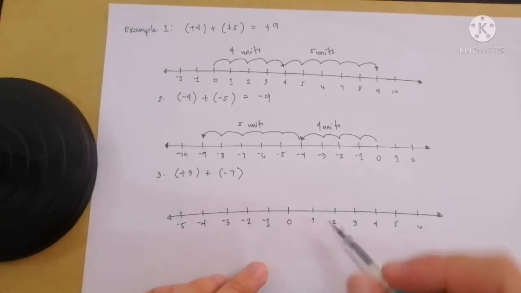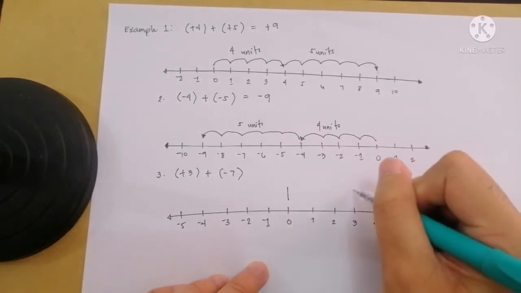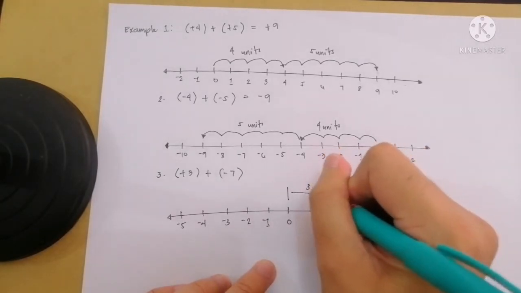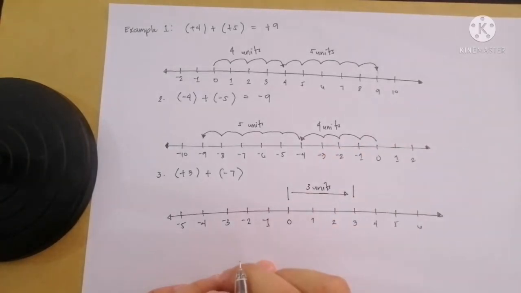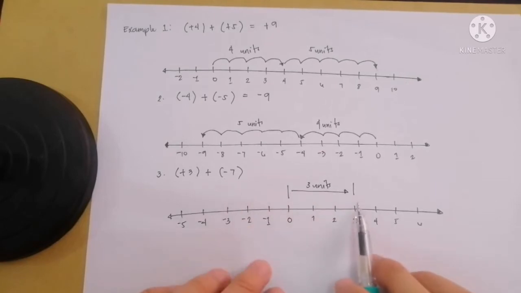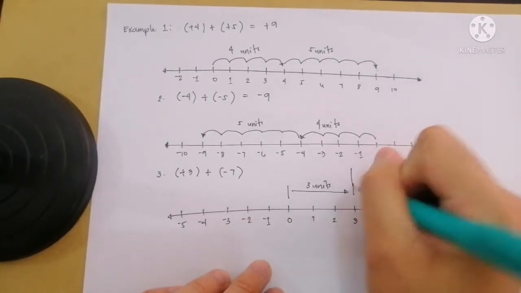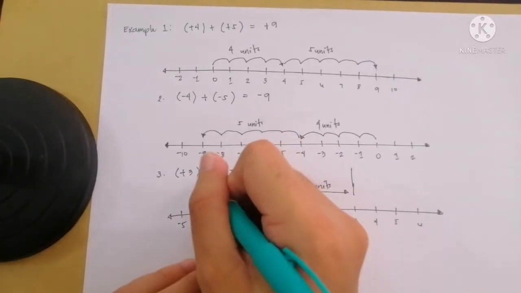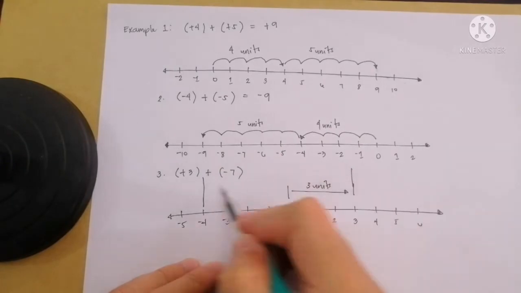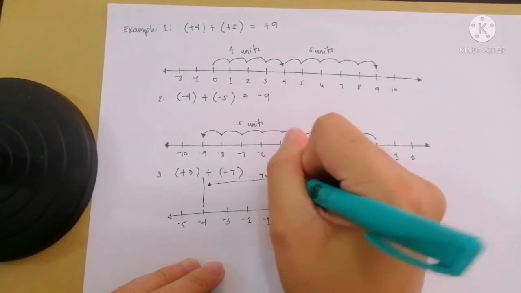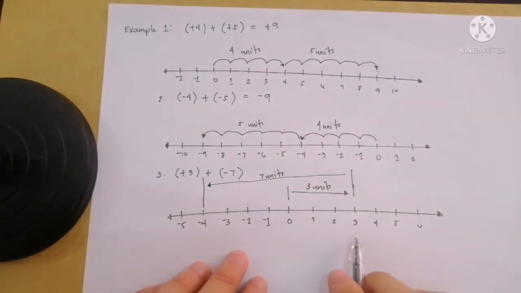So, meron tayong boundary. Nagagawa tayo ng boundary, no? That is 3 units away. Now, from positive 3, we're going to count 7 units to the left of positive 3 kasi negative 7 siya. So, from here, ito, we have 1, 2, 3, 4, 5, 6, 7. So, hanggang dito. So, ibig sabihin po, 7 units away from positive 3.